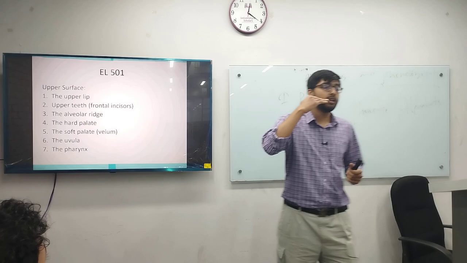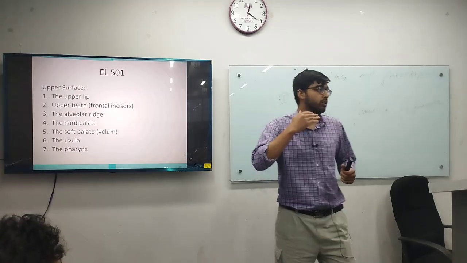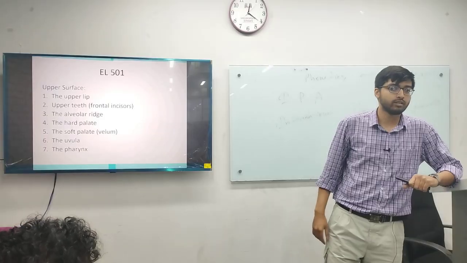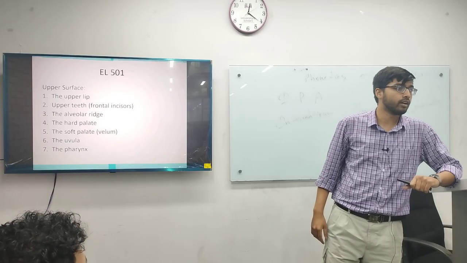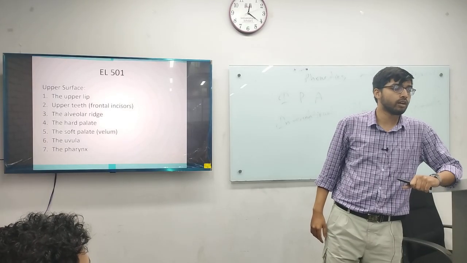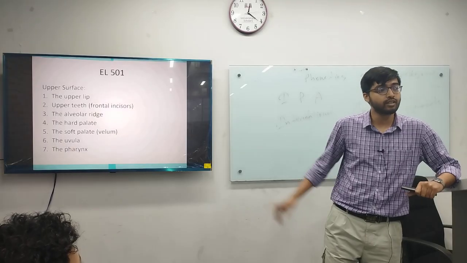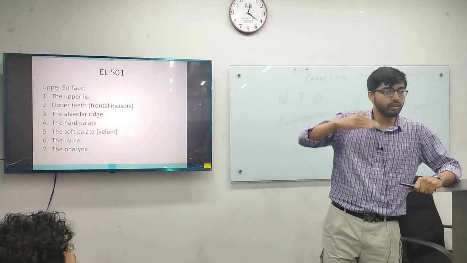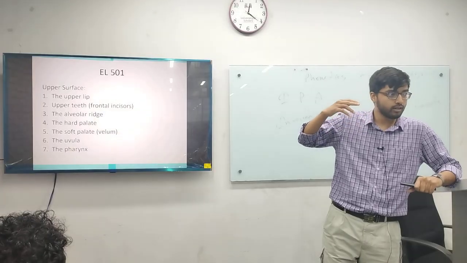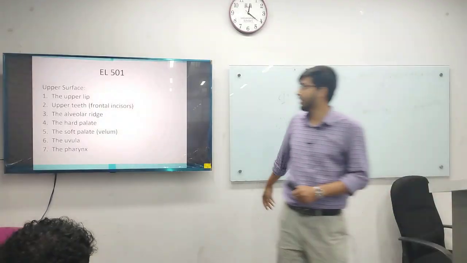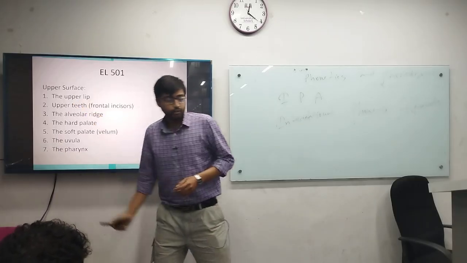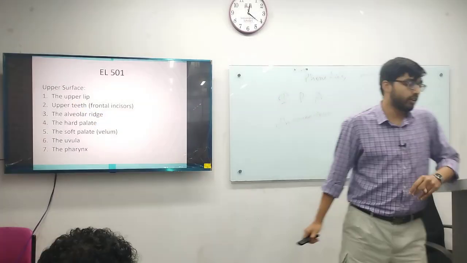Upper surface means there are 2 surfaces in your mouth. How many surfaces are there? 2 or 3? 3, great. He's saying 3. Okay. Write those 7 names if you haven't written them.